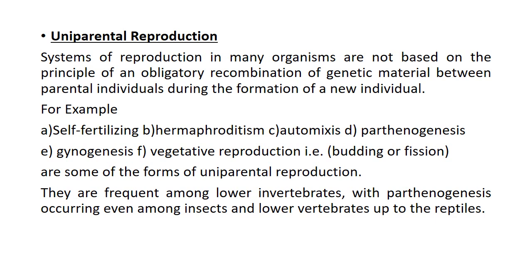So insufficient information and uniparental reproduction are the limitations of the application of the biological species concept. Whenever there is insufficient information about an organism, we cannot apply the biological species concept because we do not know the wildlife of that particular animal. Similarly, if there is uniparental reproduction, we cannot apply it because there is no recombination of genetic material between two different organisms.